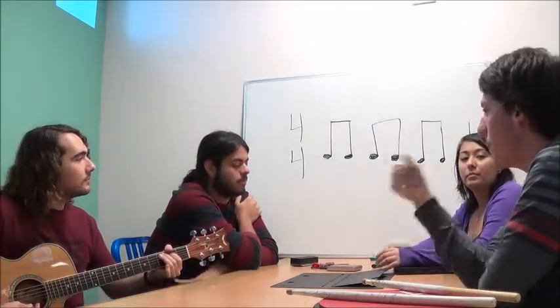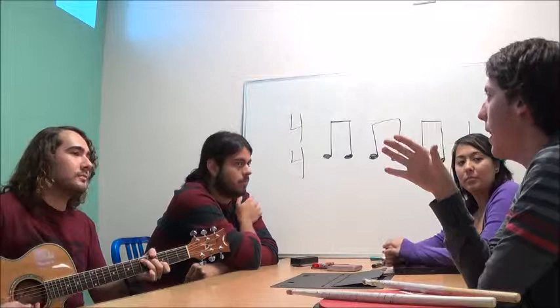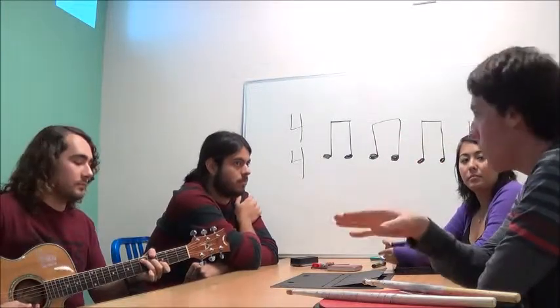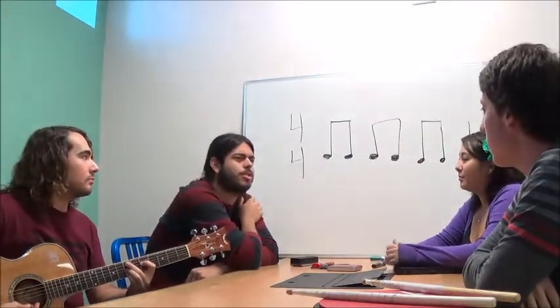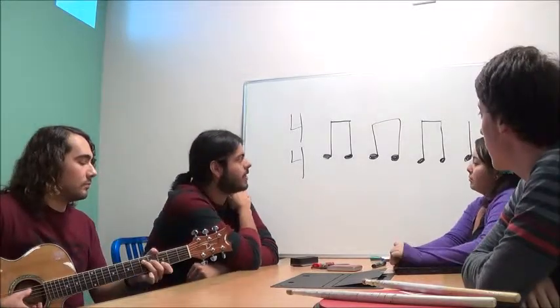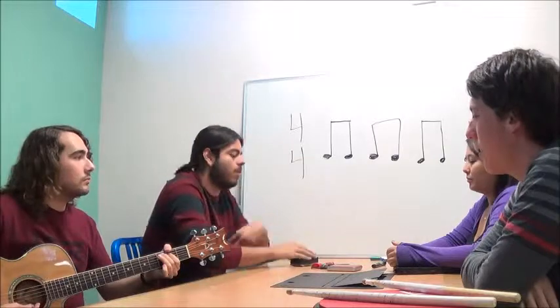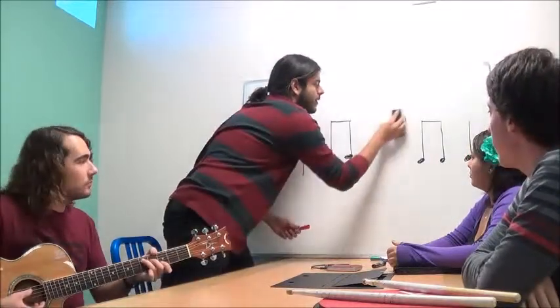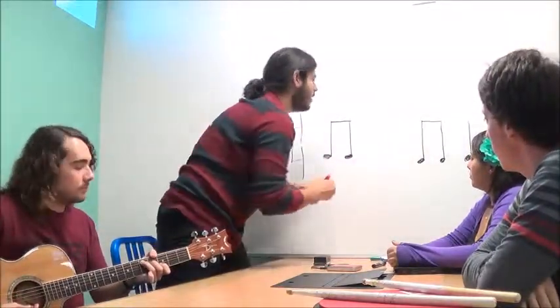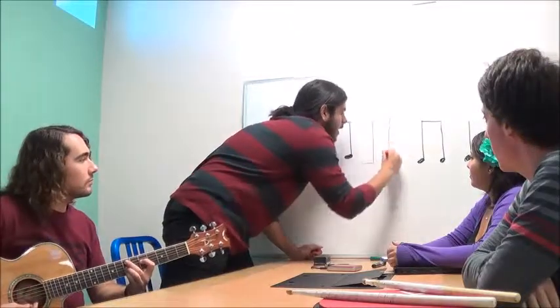Well, compound meter is similar to simple meter, except that each grouping is divided into 3 parts. Wait, I have a question. Yes. What if, hypothetically speaking, we put a compound beat into simple meter? What do you mean? Well, let's say we take out this grouping of two eighth notes, and we write down a grouping of three eighth notes.